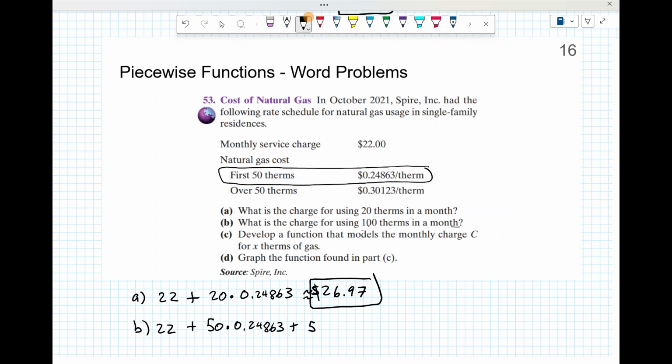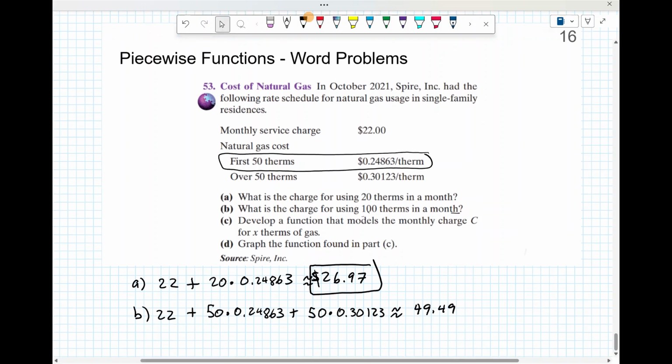So that's going to be 50 therms at the more expensive rate. Again, I'm just going to put this in my calculator. So 22 plus 50 times the cheaper rate, 0.24863, plus 50 of those therms are going to be charged at the more expensive rate, which is 0.30123. And I end up with approximately 49.49.